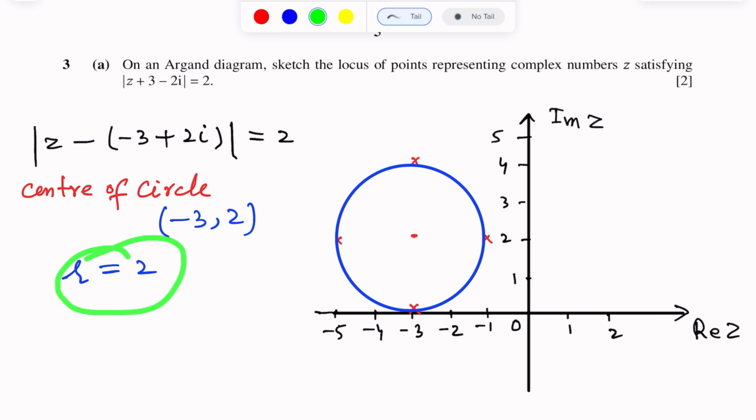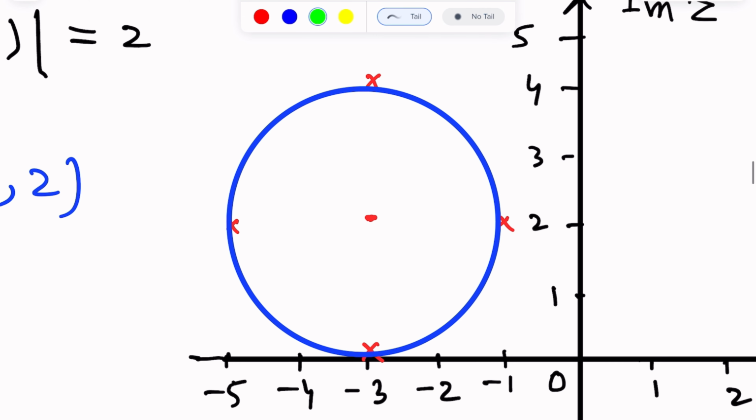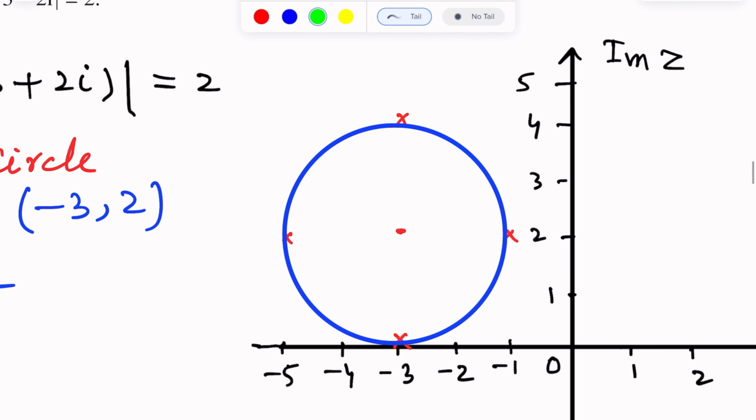Now since the radius is 2, we open the compass to 2 units and, taking this point as center, we draw a circle of radius 2. These are the points. Joining these points, we get a circle with center minus 3, 2 and radius 2.